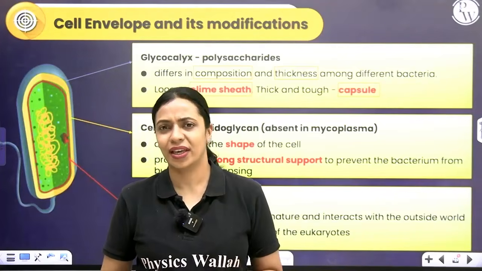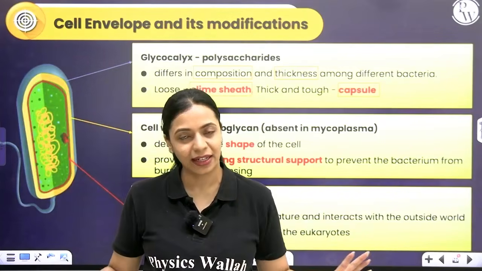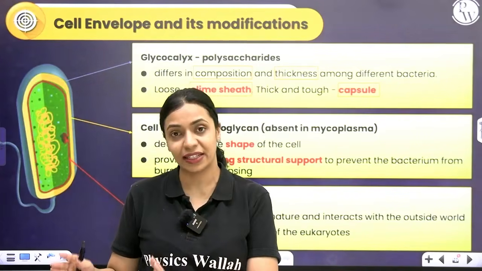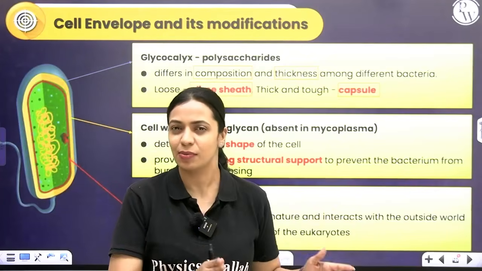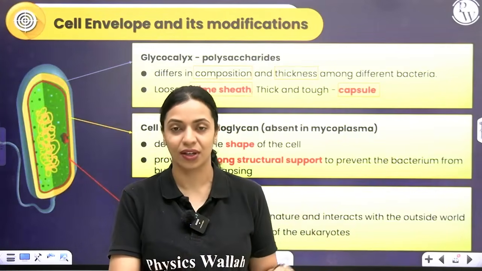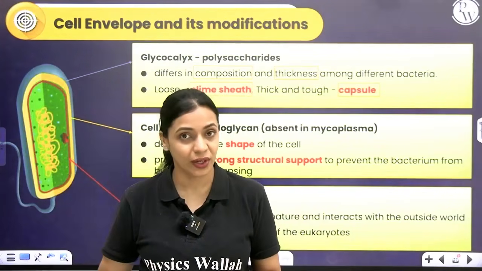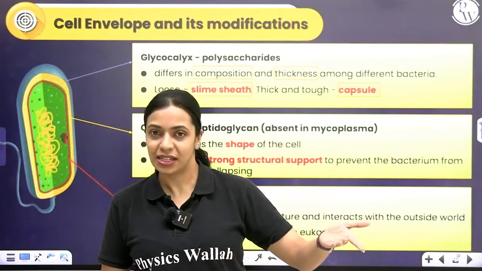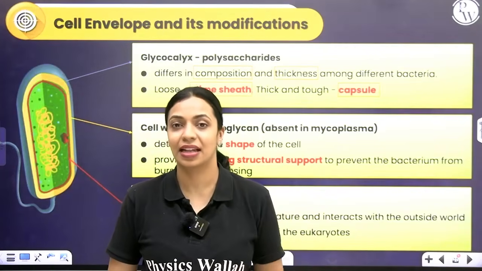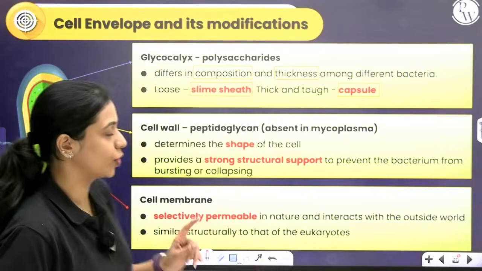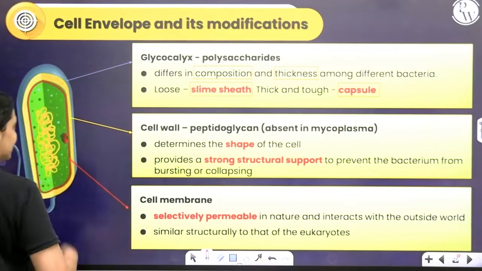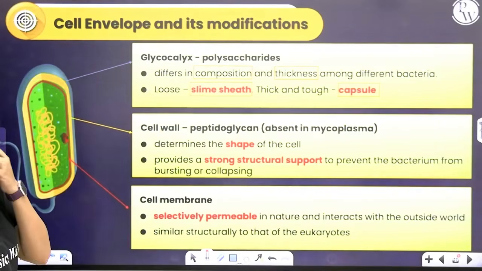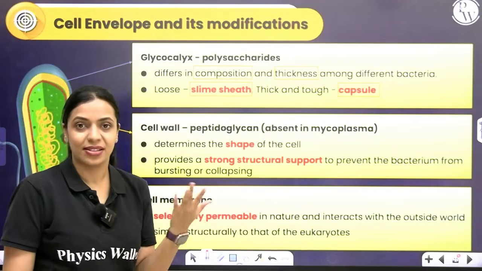Is this glycocalyx the same thickness in all bacteria? Not really. In some of them, it's really thick and tough, tightly bound. In some of them, it's thin and loosely bound. If it is thick and tightly bound, what are we going to call it? We'll call it the capsule. If they are thin and loosely bound, then we call it the slime layer. Okay, or you can call it the slime sheath. That's about your glycocalyx.